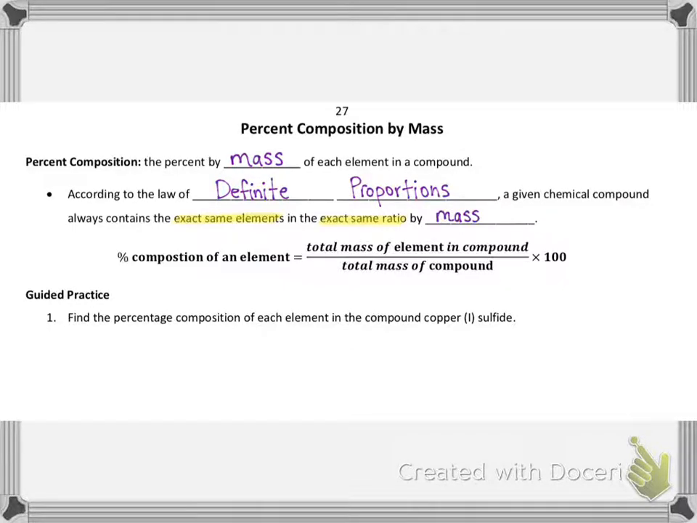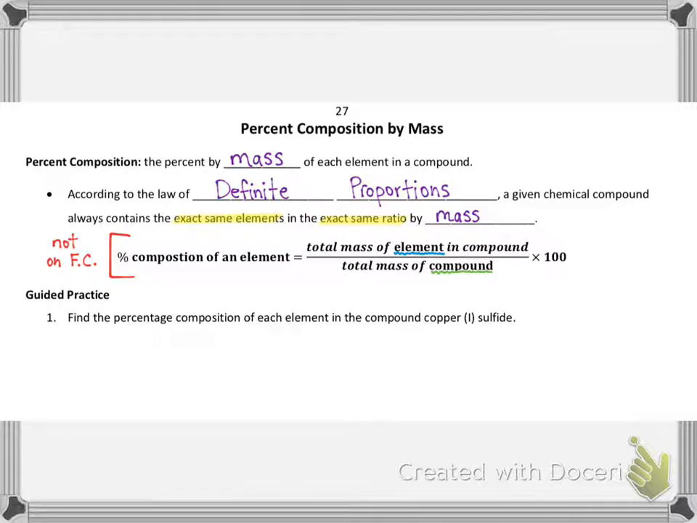The formula for calculating the percent composition of a given element in a compound is not on your formula chart. However, it is pretty straightforward. You just take the total mass of the element in a compound and divide that by the total mass of the entire compound, times 100 to make it a percent. Let's take a look at some example problems for percent composition.